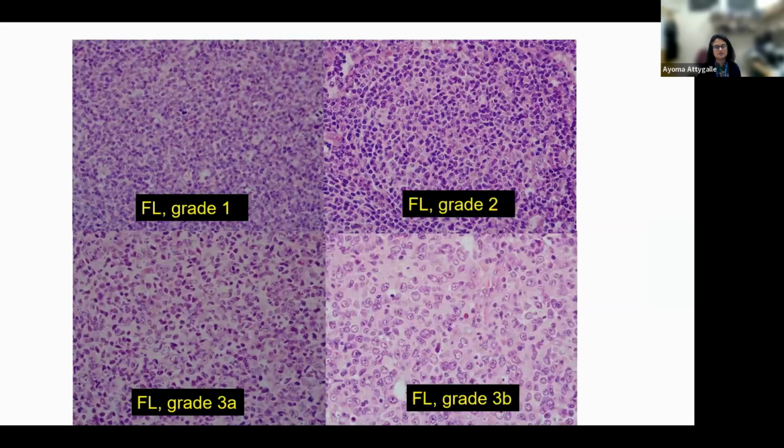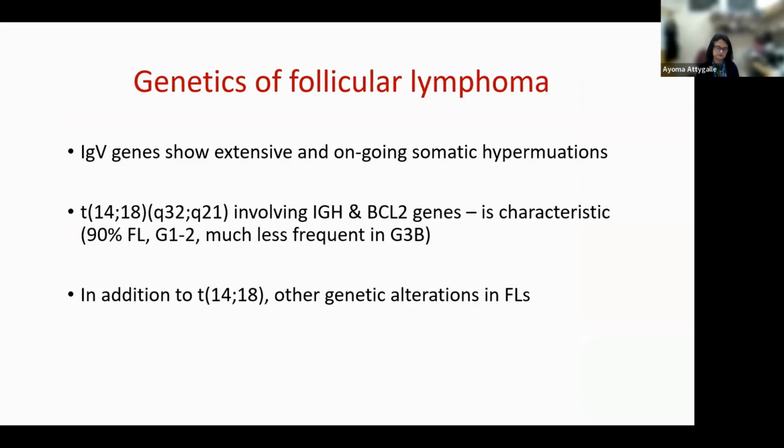These are examples of grade 1, where the centroblasts are fewer than 5, and this is grade 2. We don't refer to grade 1 and grade 2 anymore; it's grade 1 to 2. And this is a 3A, where there are more than 15 centroblasts but there are still centrocytes. And then of course the sheets of large cells within the follicle, which is follicular lymphoma grade 3B, now called follicular large B-cell lymphoma.